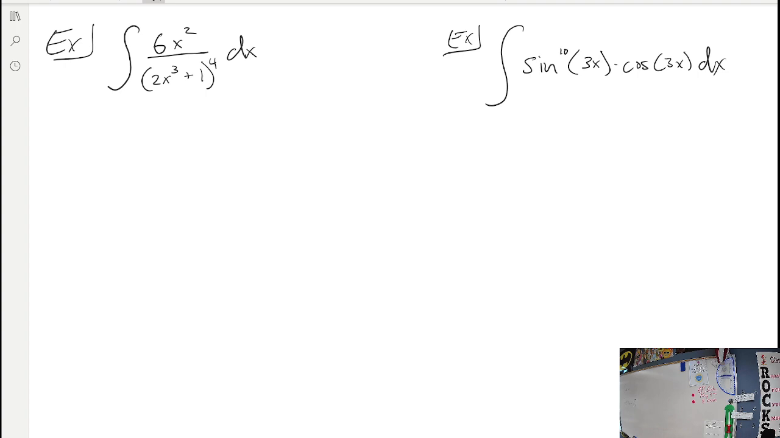Is the antiderivative of sine to the 10? Is the antiderivative of this?